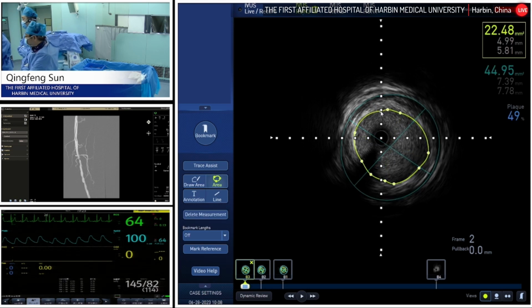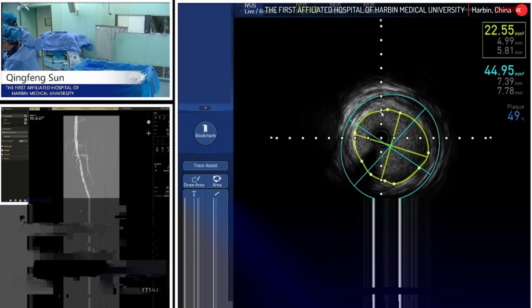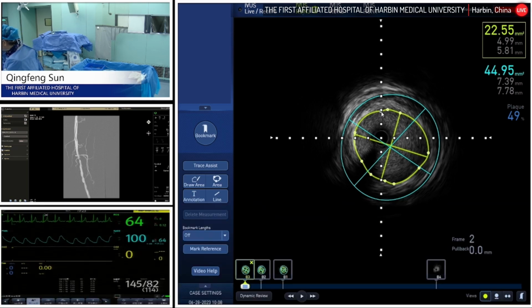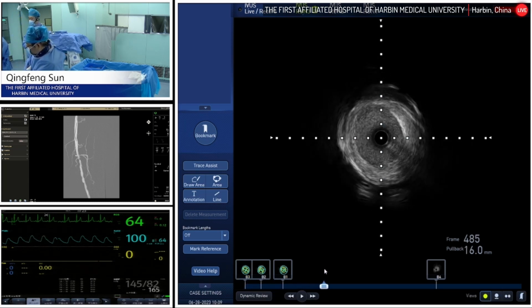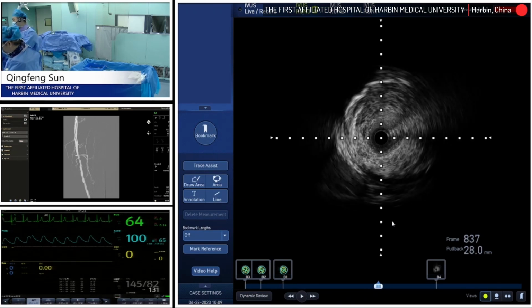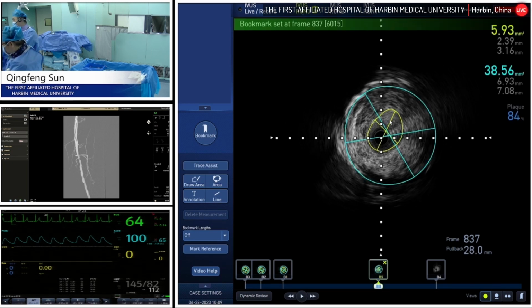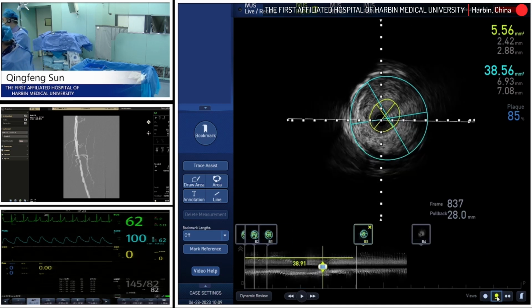After measurement, at the distal segment of the landing zone, the lumen area is about 22, and the mean lumen diameter is about 4.5. The minimal lumen area is only about 4.56 millimeter square.